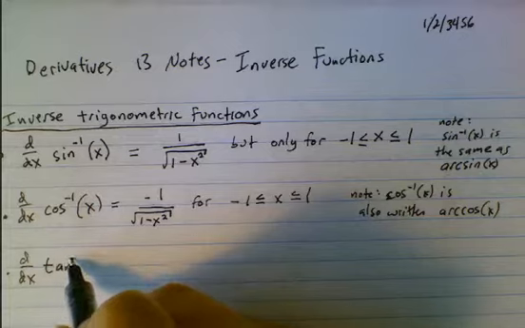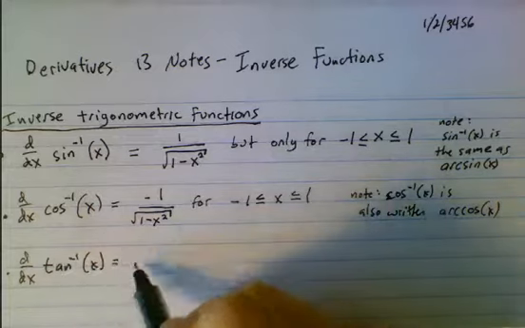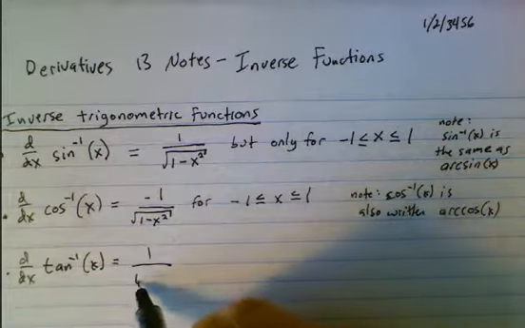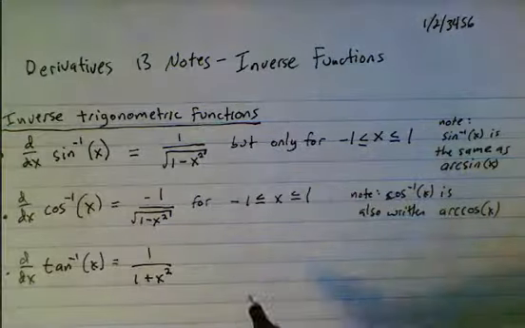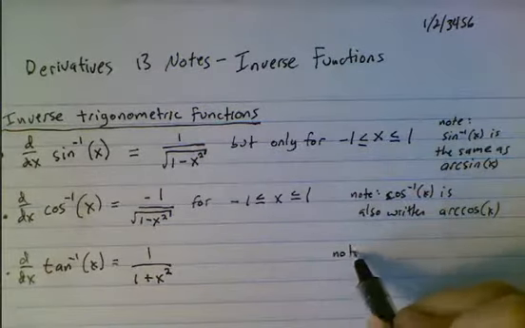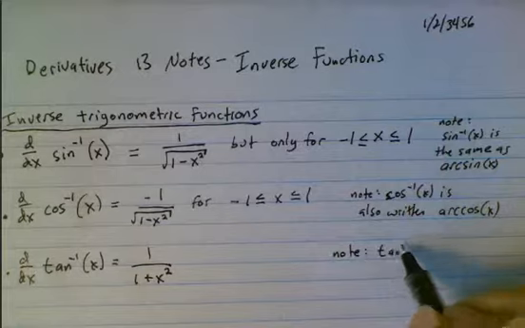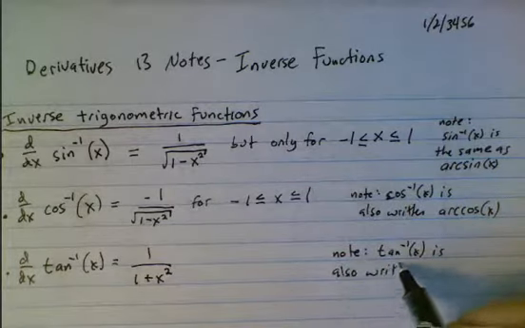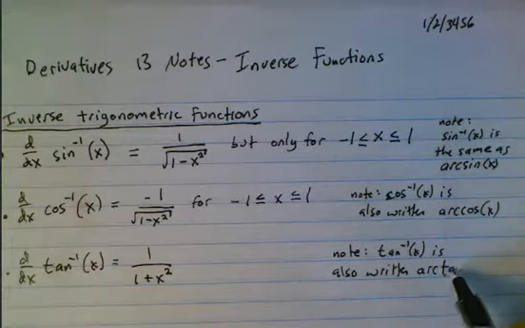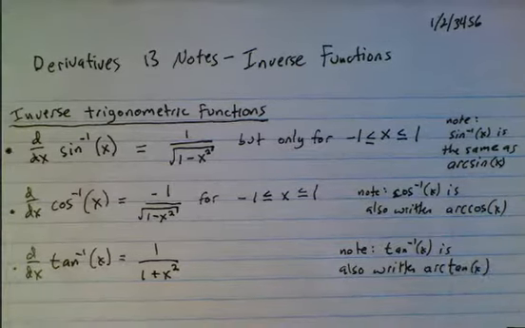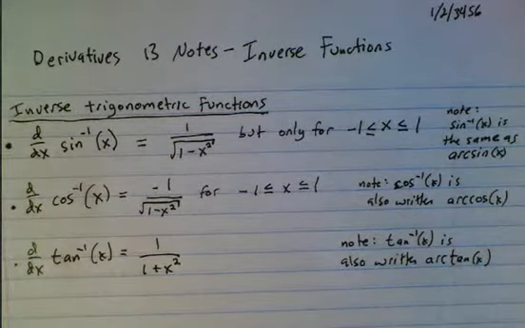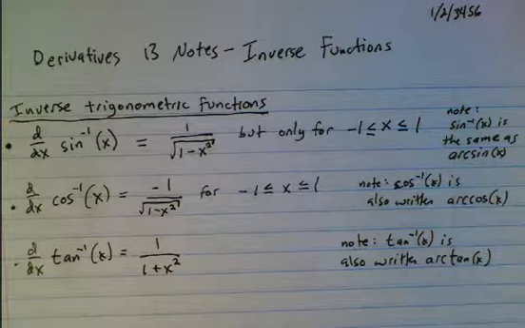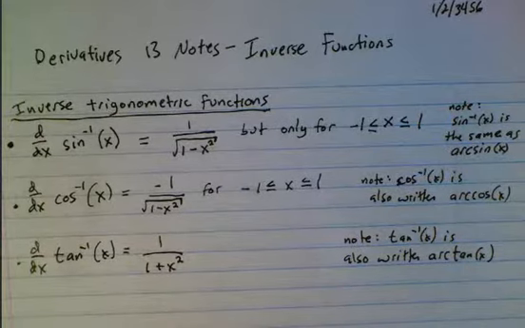The final one that we work with is inverse tangent. This is a little bit different. There's no domain restrictions. Secant, cosecant, cotangent, those inverses also do have their own formulas, but they don't show up on the AP test. So you can look them up if you want, but I won't ask you to memorize them.